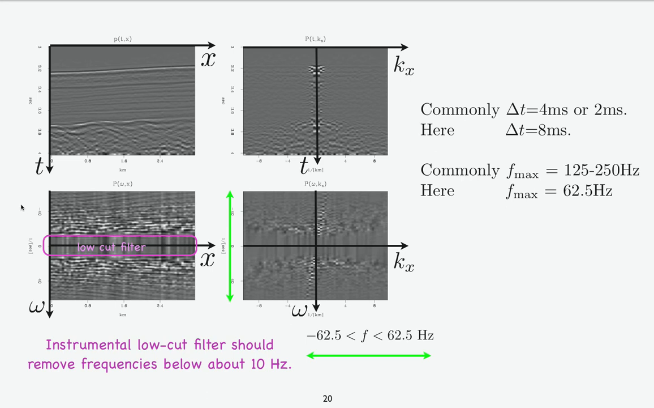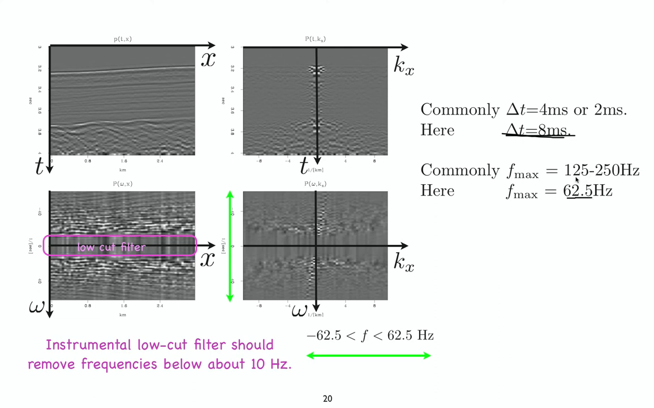The total range of this axis, the omega axis, this range of omega is 62 hertz, and the reason it's 62 hertz, I'm going to tell you, is that commonly data is collected at 2 milliseconds or 4 milliseconds, often collected at 2 milliseconds and immediately subsampled at 4 milliseconds. What I've done here is I've sampled it at 8 milliseconds. Now, as a consequence of sampling the data coarser, I have a smaller frequency range. I have only 62 hertz.